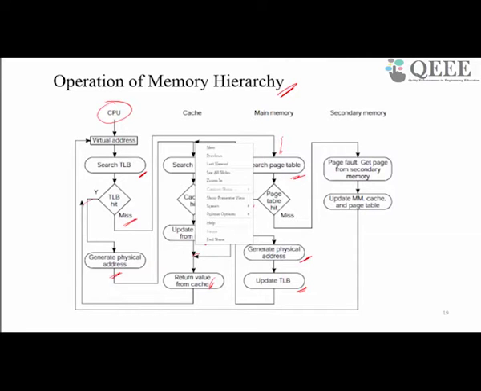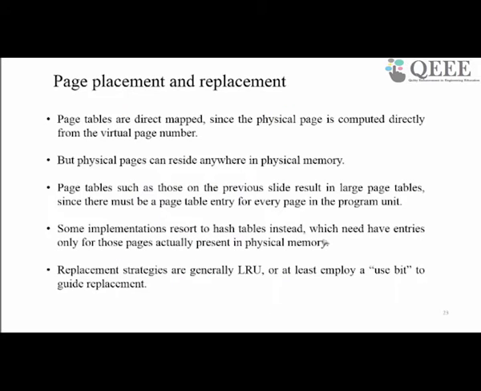In case there is a miss in the main memory, then you go and fetch it from the secondary memory and then update the main memory page table. You replace one of the pages and create a page table entry, store it in the main memory, and also update the TLB and so on.